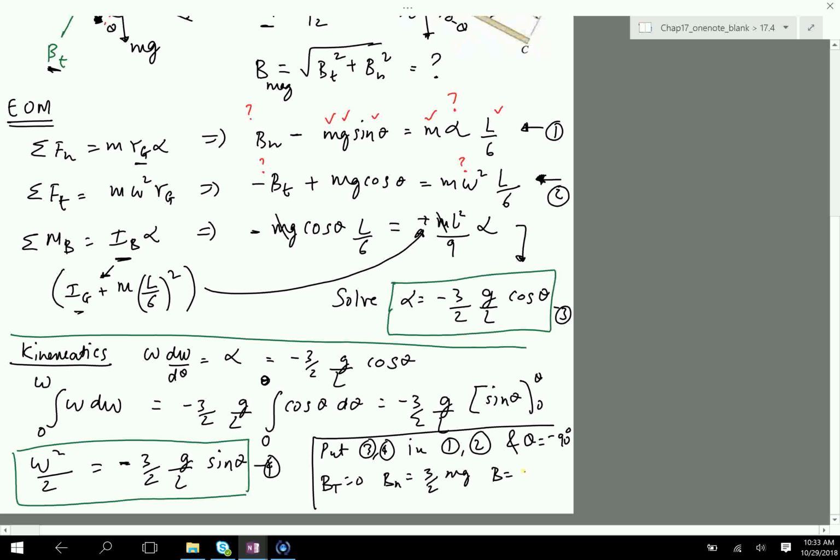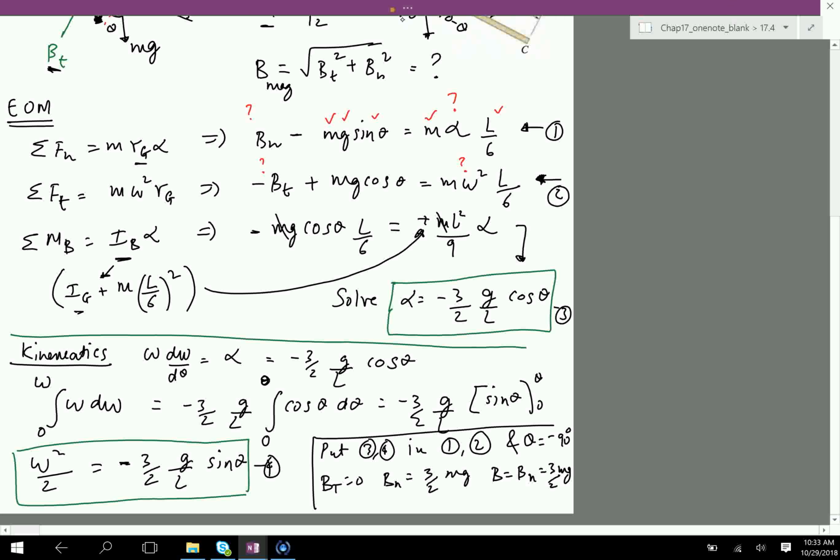And so the net force is going to be Bn, right? 3 divided by 2 mg, because Bt is 0.